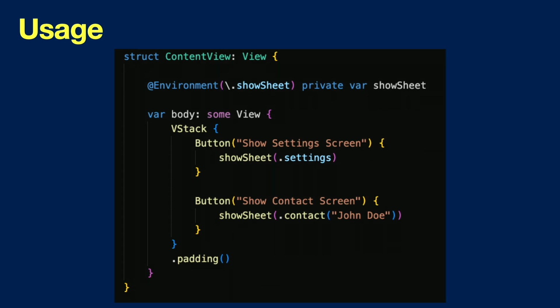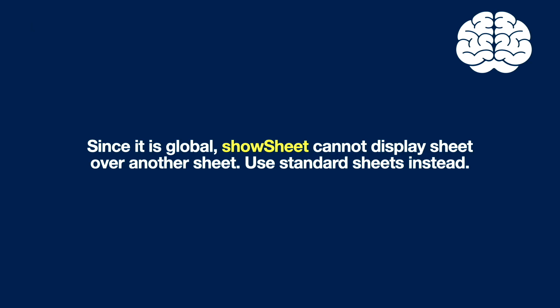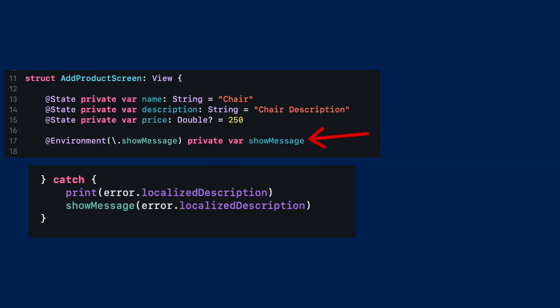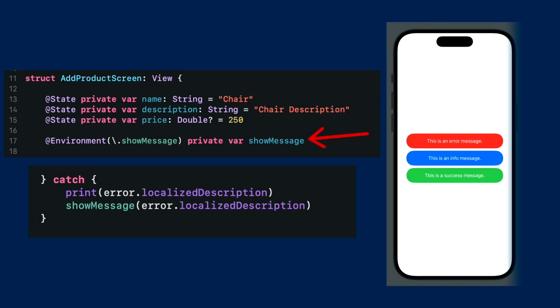Now, since this is a global sheet, there's only one sheet anyways, so this means that you cannot display a sheet on top of another sheet. If you want that particular behavior, then you still can use the normal sheets, all right? What about displaying messages? You know, those toast messages, error, something bad has happened, or success, you have added a new customer. The same technique can be used over there also, all right? Same exact technique. You will create an environment value, and then it will look something like this.